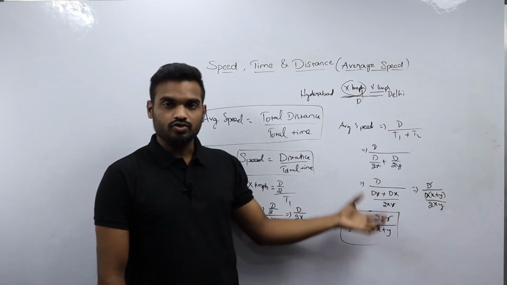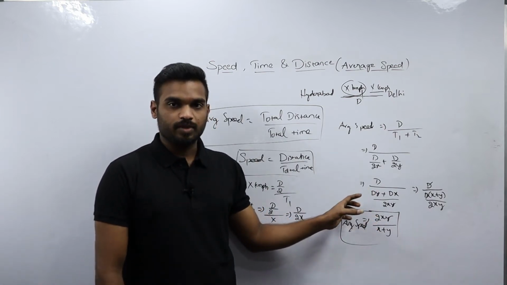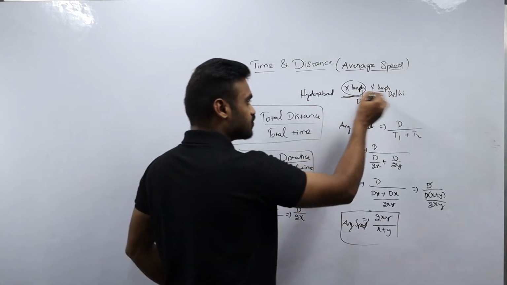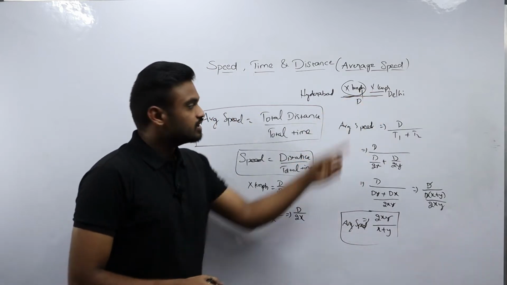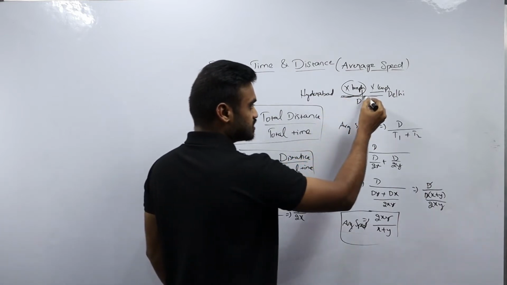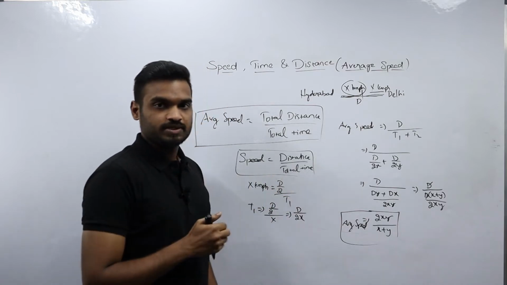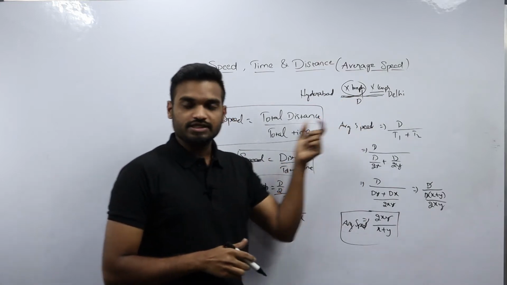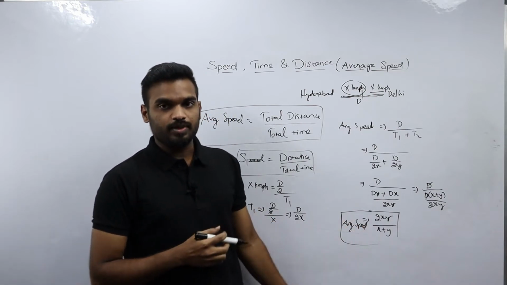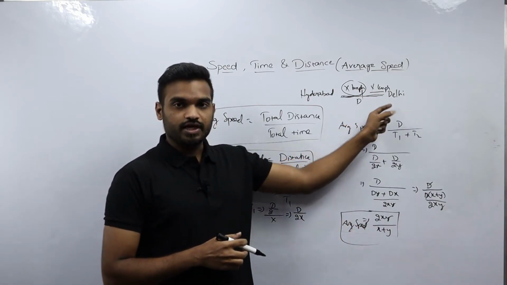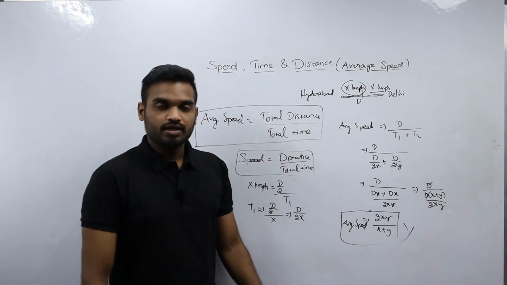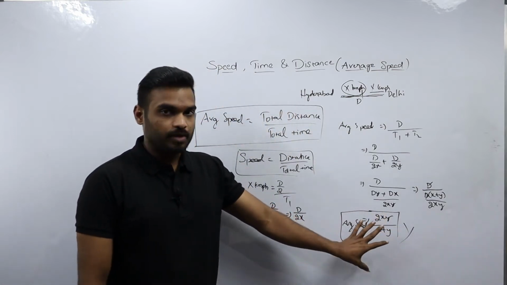But I don't recommend following the formula for solving the problems, because this is the only formula that works only when the distances are equal in both the cases. Okay, see here, in the first case I travelled half of the distance, and in the other case I travelled the other half of the distance. So in both the cases the distance is common. That's the reason with this formula we can solve the problems. Okay, if the distance is different, we can't solve the problem by using this formula. That's the reason I don't suggest you follow the formula.